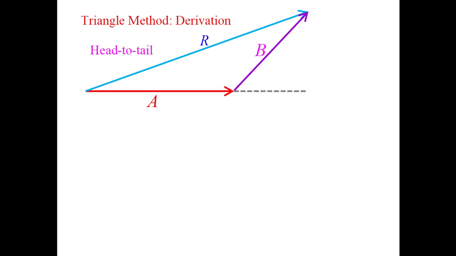and then we join to form a right-angled triangle here with an extension. This is an angle alpha, and this is, of course, theta, which is 180 degrees minus alpha, because the angle of a straight line has to be 180 degrees. If we decompose B, we get B cosine theta, and the height is B sine theta.